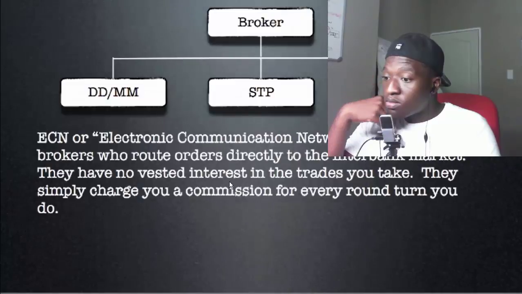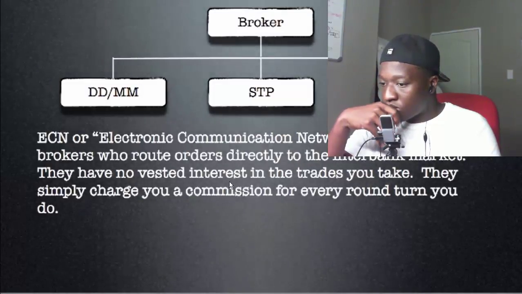The last group we're going to talk about today is the ECN, or Electronic Communication Network brokers. They're brokers who route their orders directly to the interbank market. They have no vested interest whatsoever in the trades that you take. They simply charge you a commission for every round turn that you do.